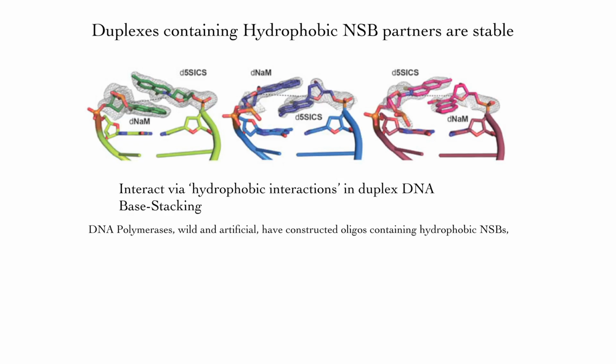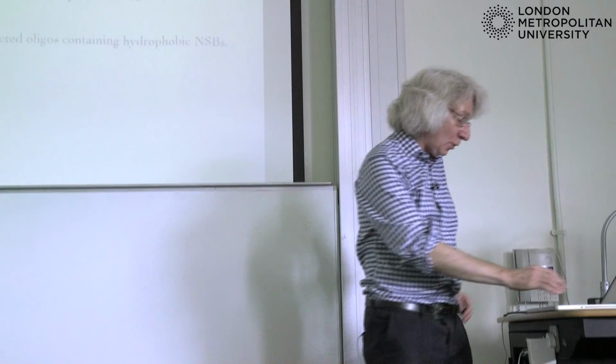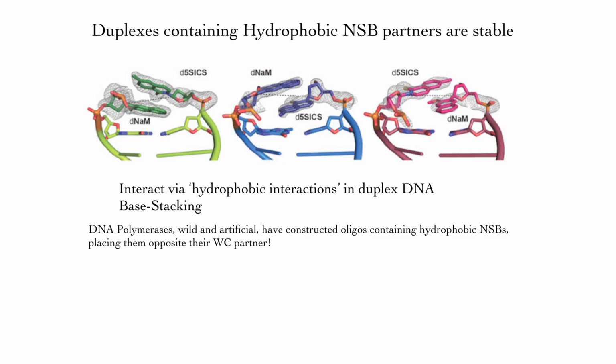And also he's gone further. He's got DNA polymerases that will make oligos containing these hydrophobic non-standard bases, and they'll put them opposite their complementary partner.